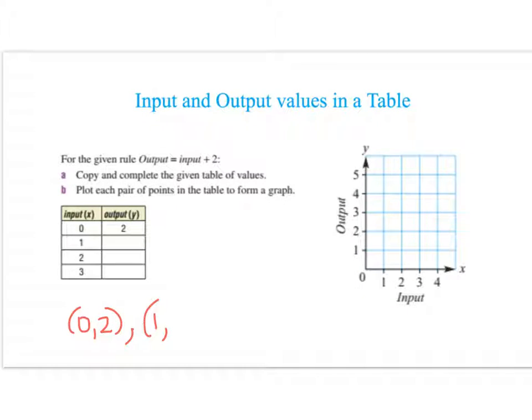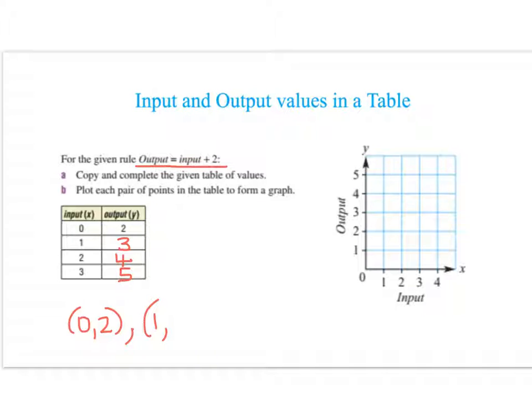So the rule we need to look at is the output equals input plus 2. So here we have the table, we've got the output, the first one's been done for you. So the output is 2 and the input is 0. So the next one, output equals input plus 2. So 1 plus 2 is 3, 2 plus 2, 4, 3 plus 2 is 5.